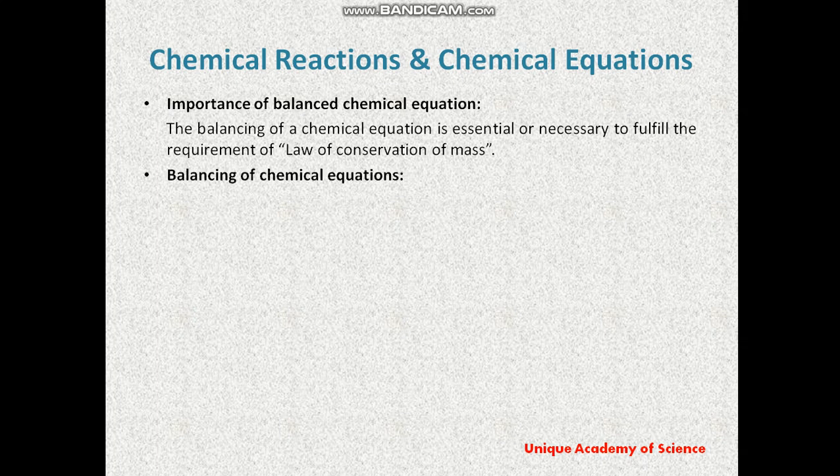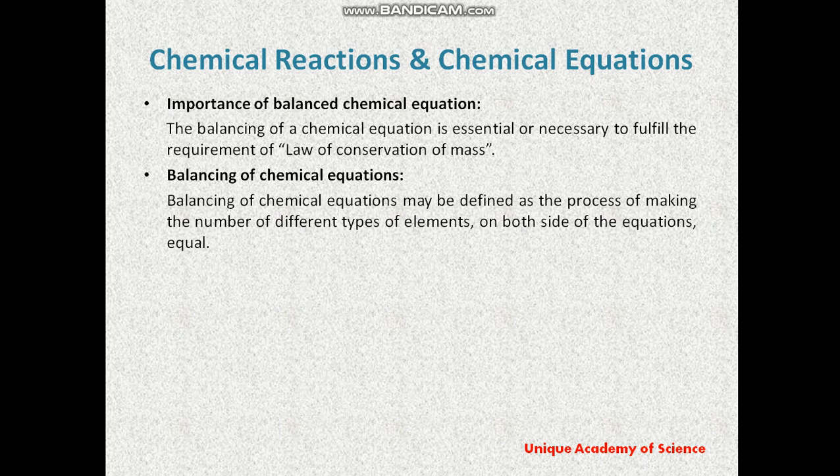Now, balancing of a chemical equation. Balancing of a chemical equation is a process for making the number of different types of elements on both sides of the equation equal. Here we can put any number, so we can make the equation balanced.